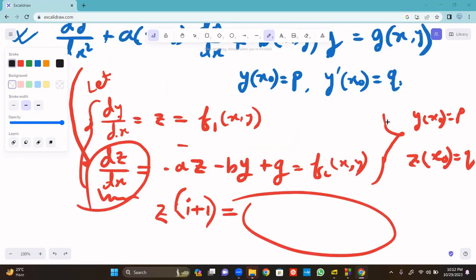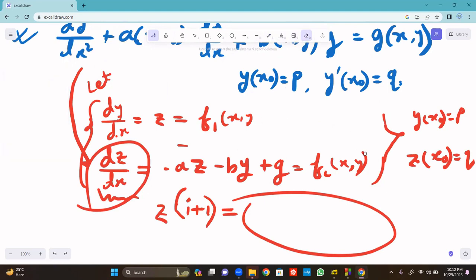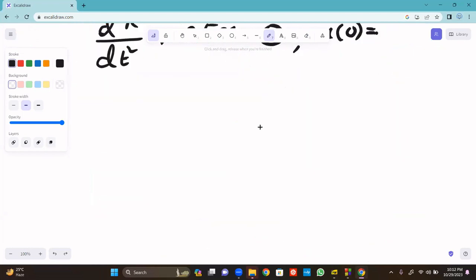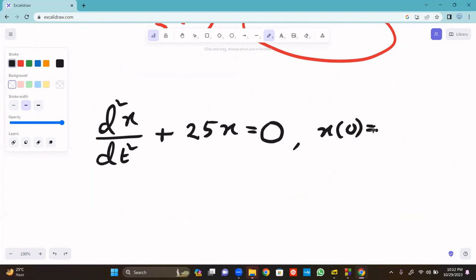Okay, someone asked about F2. Yes, it's a good point. As someone mentioned, F1, F2 should be functions of x, y, and z. So yes, I should have written z here and here. Anyway, you are familiar with this equation, right?